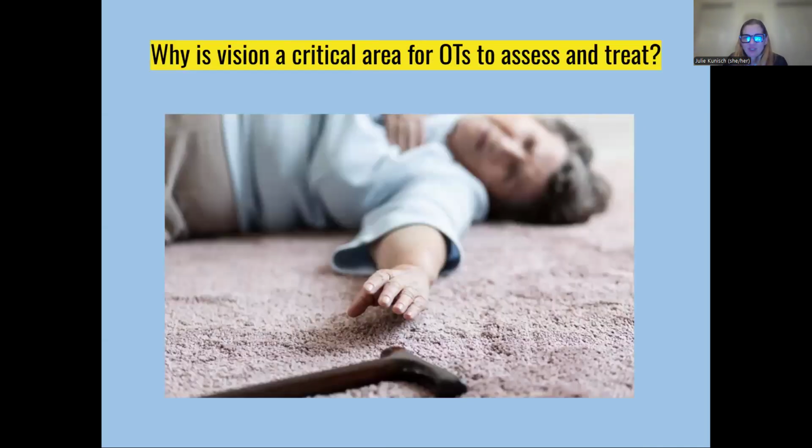So I want you to really think about why vision is a critical area for OTs to assess and treat from an adult perspective and a pediatric perspective across the lifespan. Sometimes if you're a pediatric-focused person, you're thinking about developing visual perceptual skills, visual motor skills, handwriting, and eye-hand coordination and so on. But vision impacts, and I'll just put it out there, everything that everybody does every day.